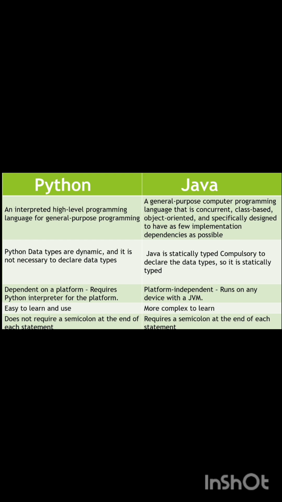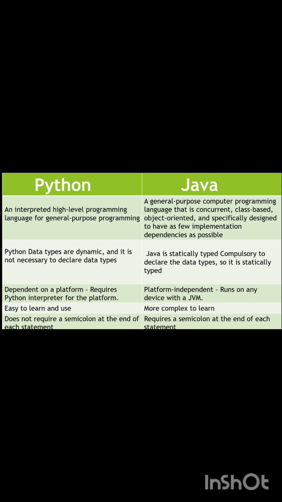Python is an interpreted high level programming language for general purpose programming, and Java is a general purpose computer programming language that is concurrent, class based, object oriented, designed to have as few implementation dependencies as possible. Python is interpreted, meaning code is executed line by line by an interpreter at runtime, and it is high level and general purpose, suitable for various applications including web development, data analysis and more.